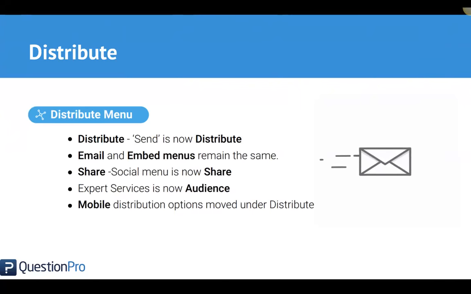Formerly known as expert services, we now call it audience. And basically that allows you to purchase respondents for all of the survey projects. And mobile has moved under the distribute menu, and the mobile option again will allow you to set up and manage offline survey devices for collecting responses in the field. No Wi-Fi or 4G connection needed.